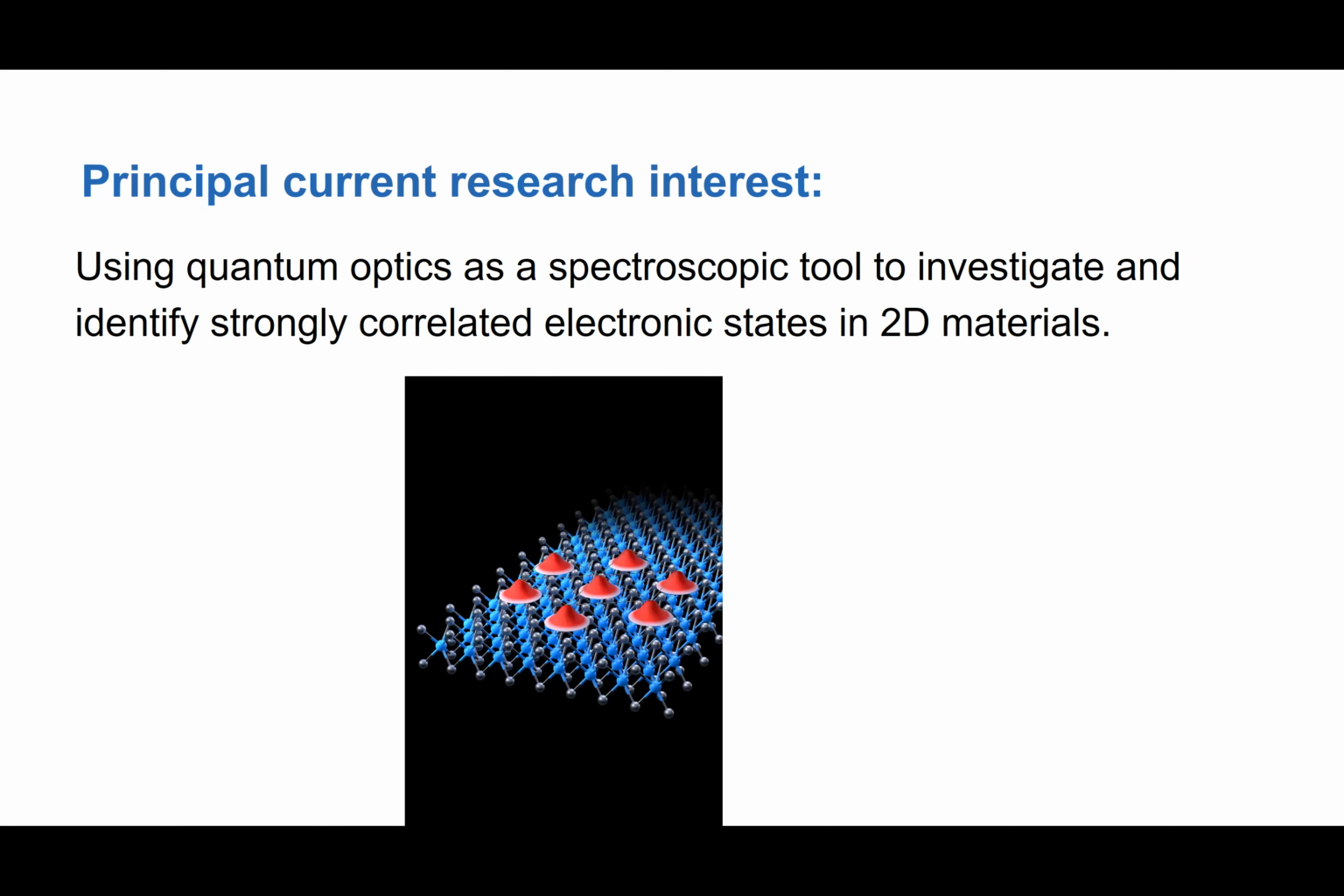To give you an idea about my current research interest, I told you about photon-photon interactions and quantum optics. I really started out using solid state media as a means of studying quantum optics, and where I am now is the other way around. I'm using quantum optical techniques to study strongly correlated states in condensed matter. So that's what I would like to tell you about.